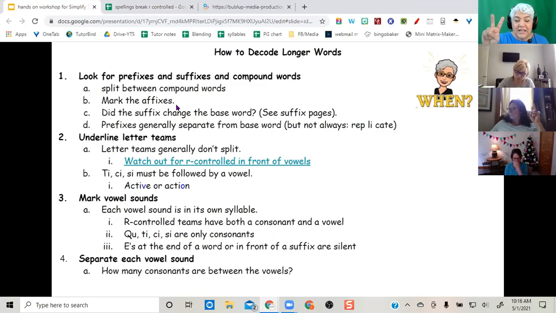Step two, letter teams. And the reason we go in this order is because one trumps the other. Okay. Step three, mark your vowel sounds. We have to know of the graphemes in this word, which ones represent vowel sounds, because syllables are broken around vowel sounds.